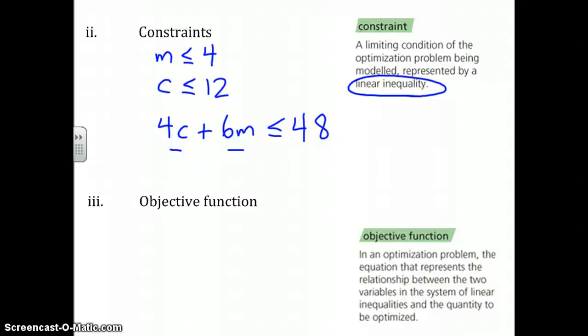Okay, third part is our objective function. So what is an objective function? In an optimization problem, which is what we're doing here, it's the equation that represents the relationship between the 2 variables in the system of linear inequalities and the quantity to be optimized. An equation means there's an equal sign, so this isn't a less than or a greater than, this is an equal to something. It's the relationship between the two variables in the system, M and C, and the quantity to be optimized. What are we trying to optimize here?